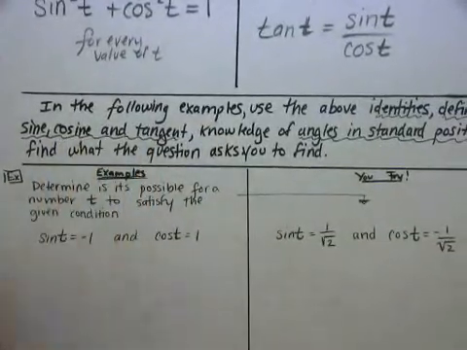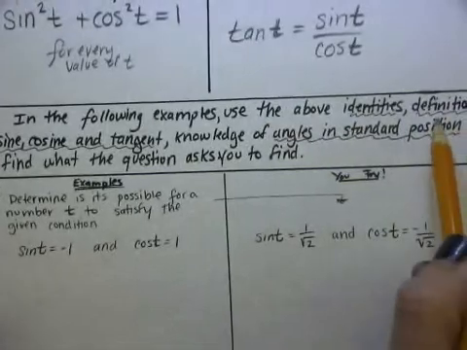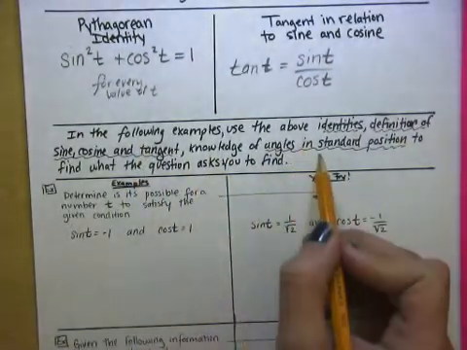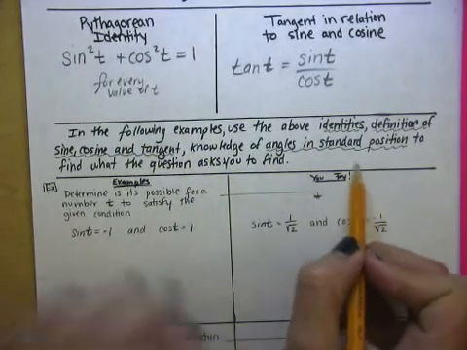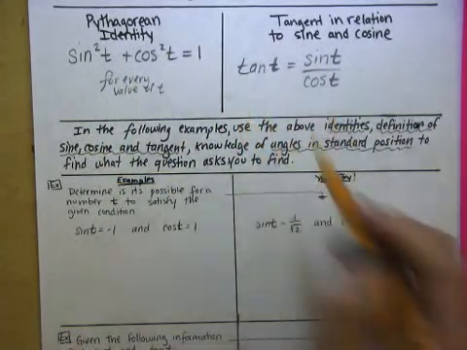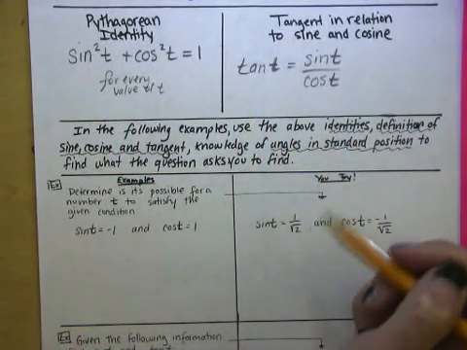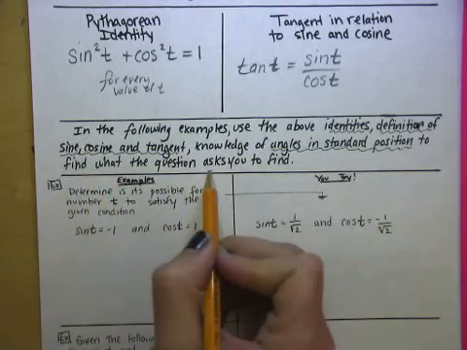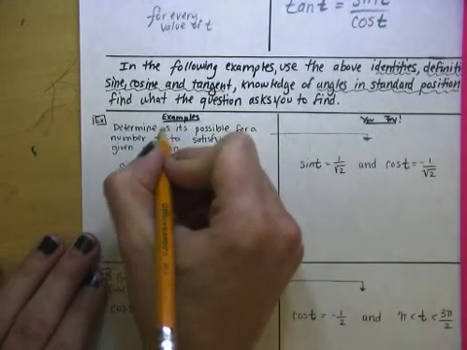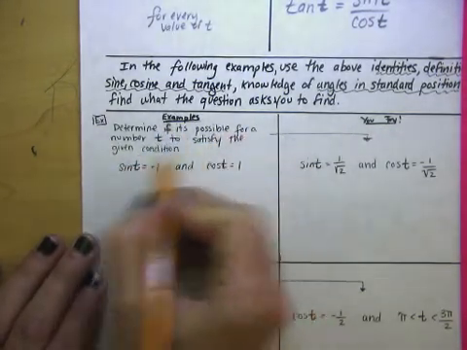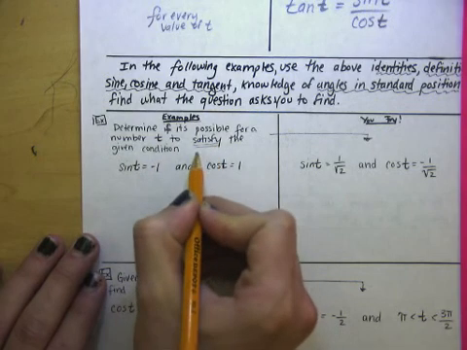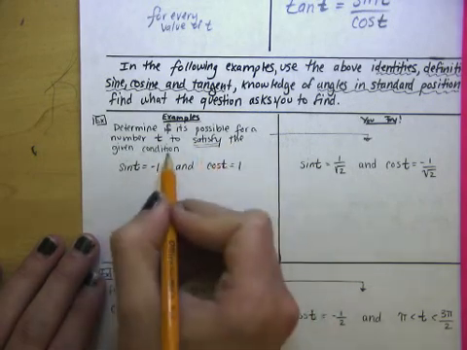So it says in the following example, use the above identities, the definitions of sine and cosine, so basically SOHCAHTOA, our knowledge of angles in standard position, so those angles that start on the positive x-axis and rotate counterclockwise if they're positive or clockwise if they're negative, to find what the question asks you to find. So in this first example, it says determine if it's possible for a number t to satisfy, which means make it true, the given condition.